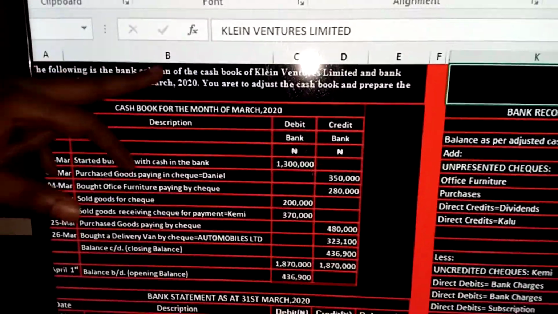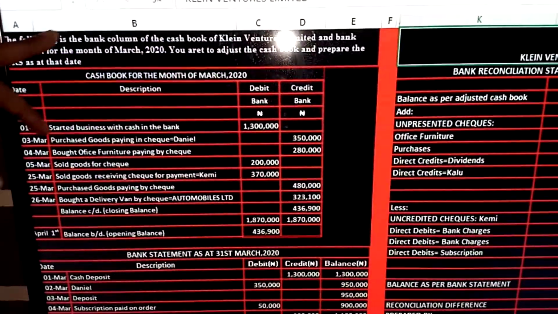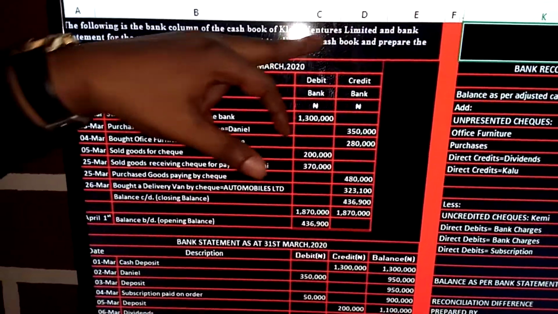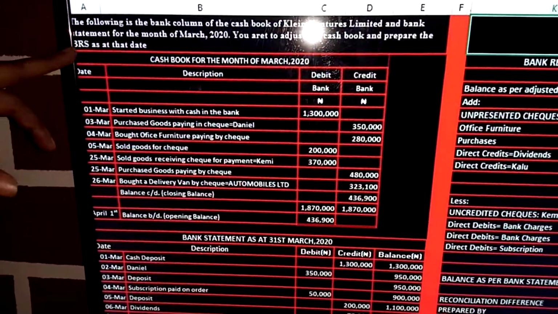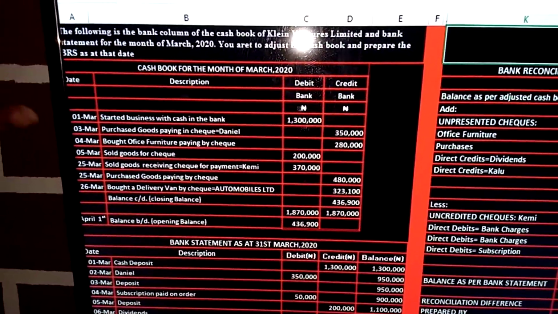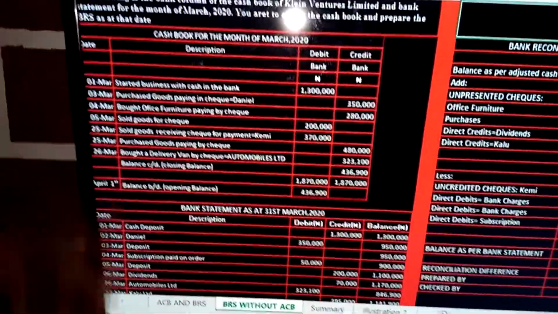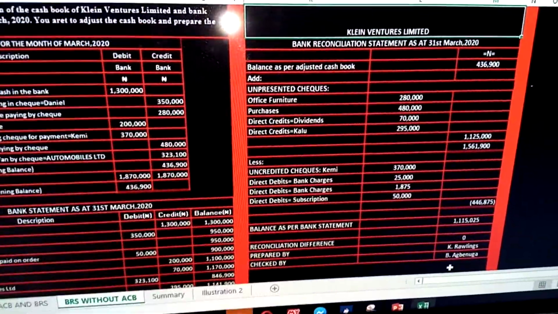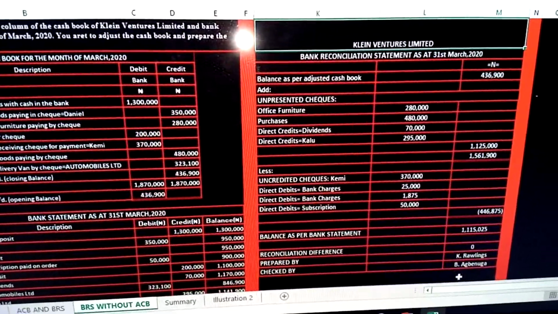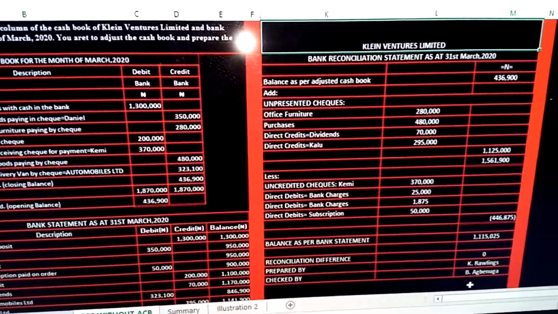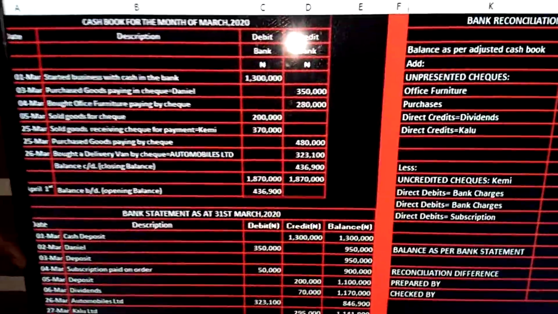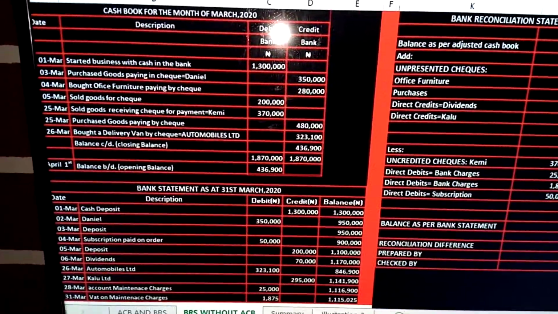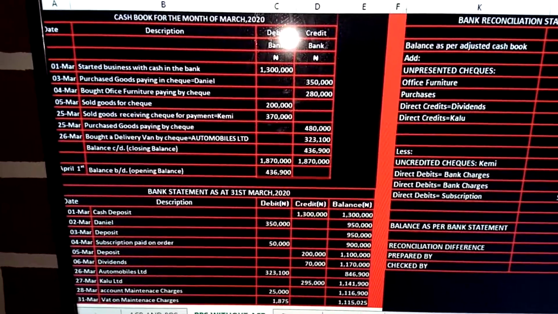The following is the bank column of the cash book of Clem Ventures Limited and bank statement for the month of March 2020. You are to adjust the cash book and prepare the bank reconciliation as at that date. Now remember, I said we are not adjusting the cash book. Now we're using the same question to prepare bank reconciliation statement without adjusting the cash book. So I'm going to take you through that. Okay. Now this is the question. It's the same question, but we want to prepare the bank reconciliation statement directly without adjusting the cash book. It's the same approach.